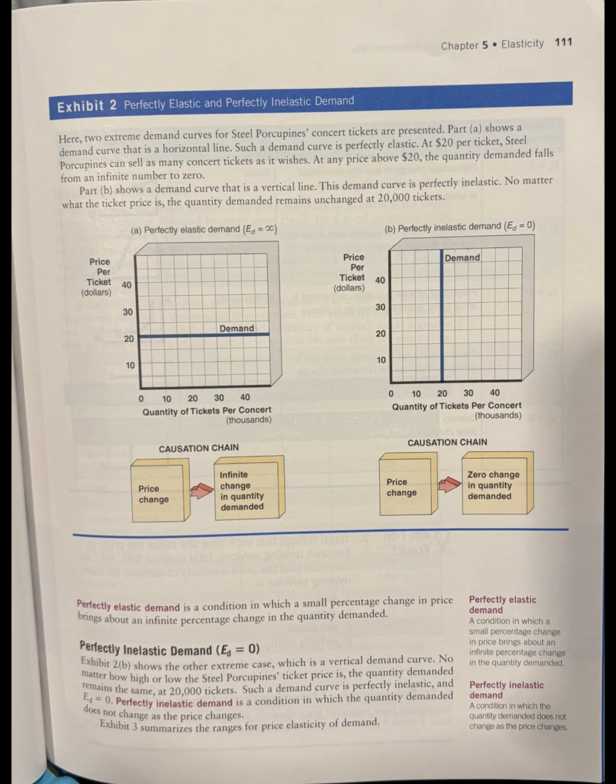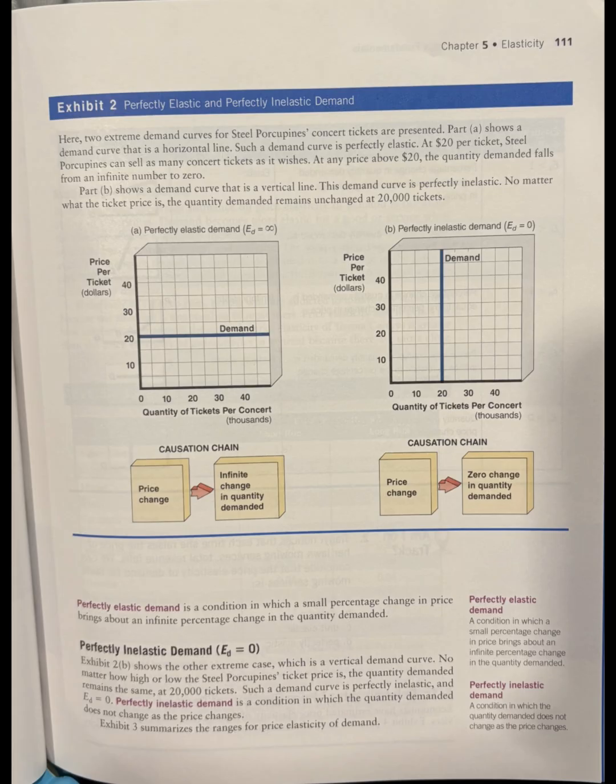Exhibit 2. Perfectly elastic and perfectly inelastic demand. Here, two extreme demand curves for Steel Porcupine tickets are presented. Part A shows a demand curve that is a horizontal line. Such a demand curve is perfectly elastic. At $20 per ticket, Steel Porcupines can sell as many concert tickets as it wishes. At any price above $20, the quantity demanded falls from an infinite number to 0.